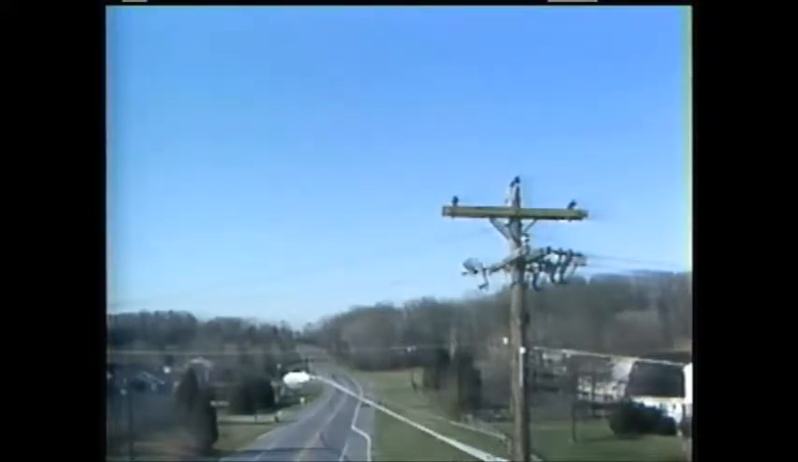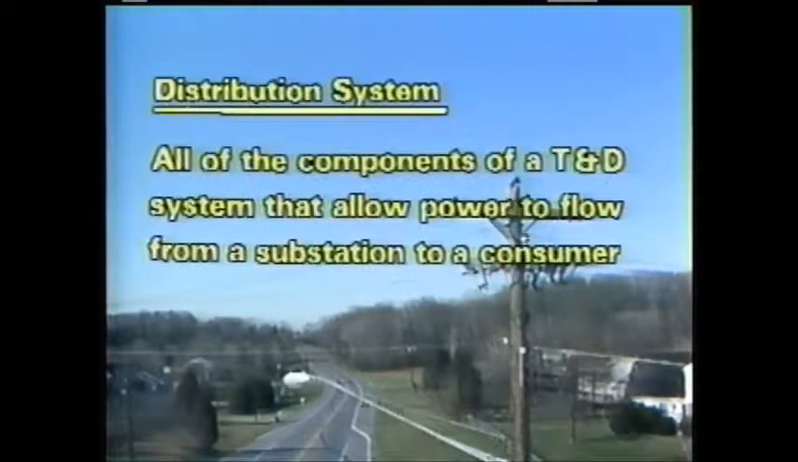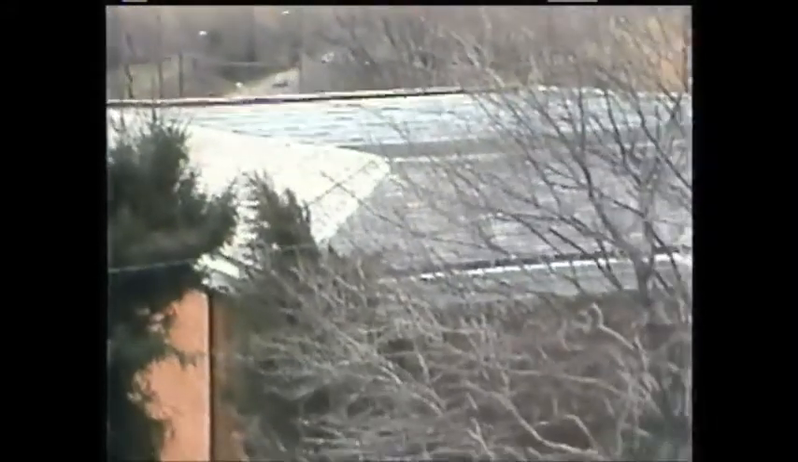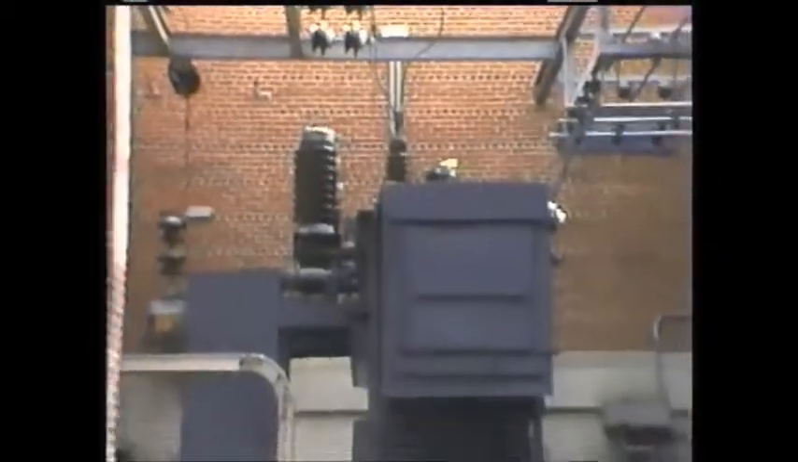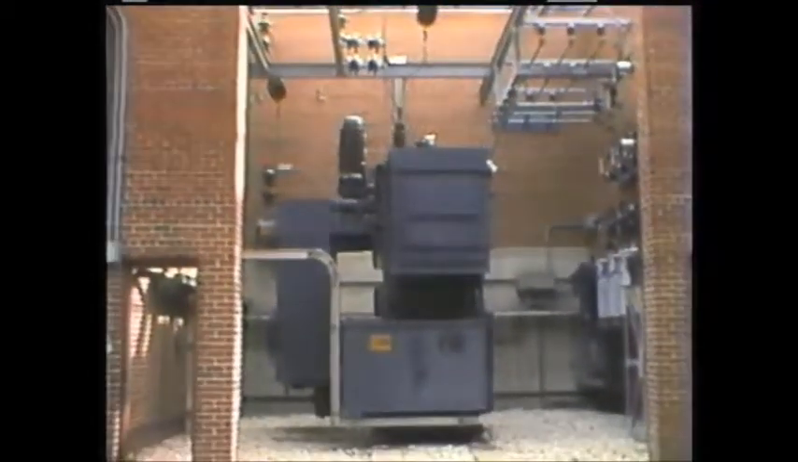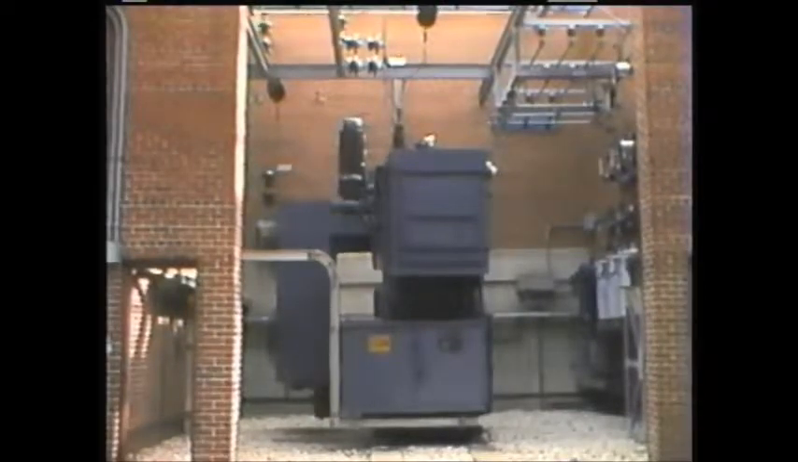Let's begin by defining a distribution system. A distribution system includes all of the components in a T&D system that allow power to flow from a substation to a consumer. Transmission lines supply electricity to a substation at a transmission voltage. The substation is the beginning of a distribution system and is usually centrally located in the area that it serves. Inside of the substation, the transmission voltage is stepped down to distribution voltage by a substation transformer.